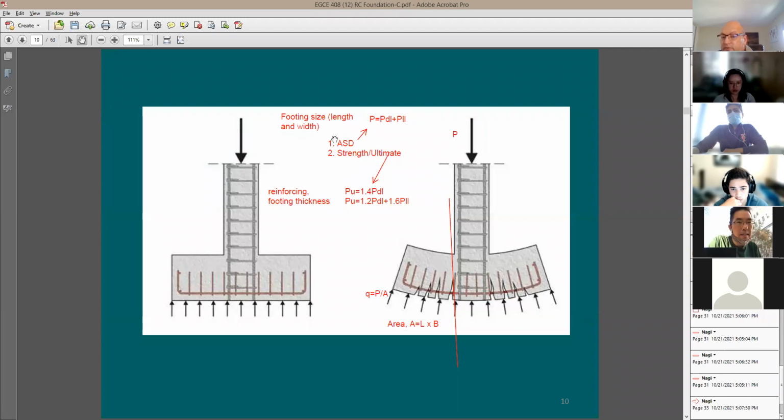When you do ASD design, just to come up with the footing size, which means length and width, you just say P dead load plus P live load, there is no phi factor. If you'd like to design for the strength or ultimate design, you're going to use factored loads. And in this case, you're going to have the phi factor. This is when you design the concrete member itself.